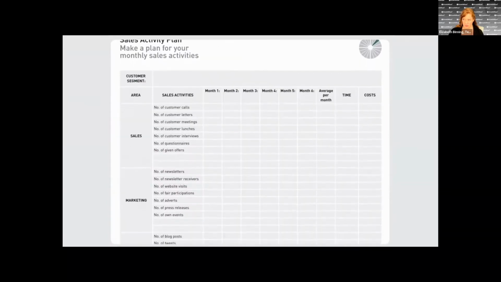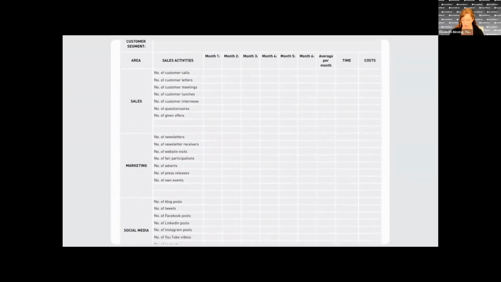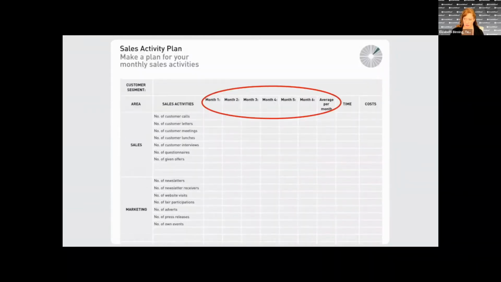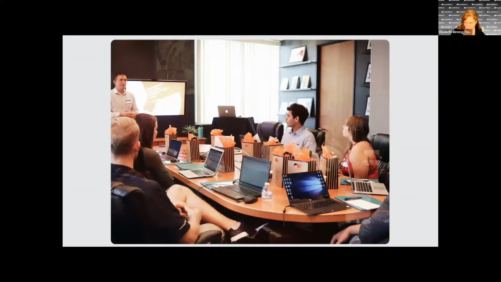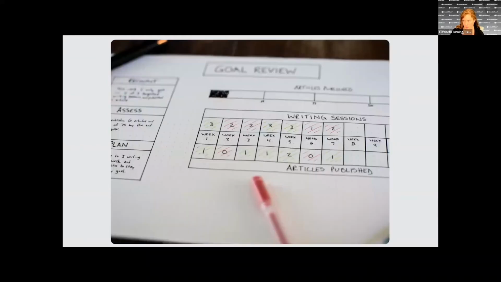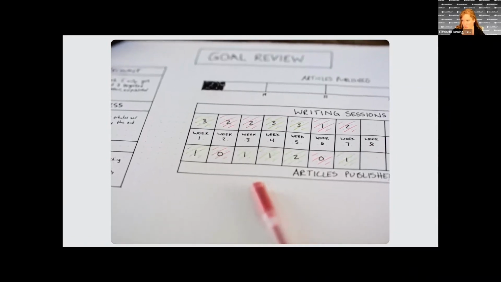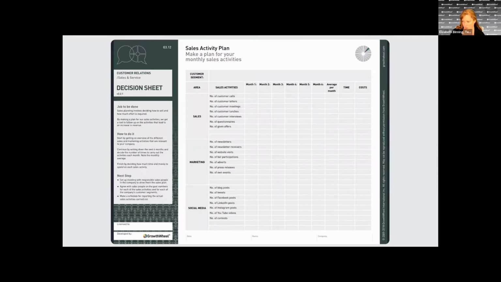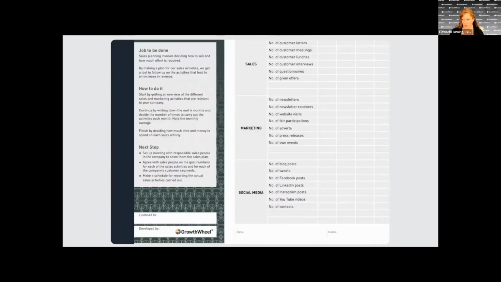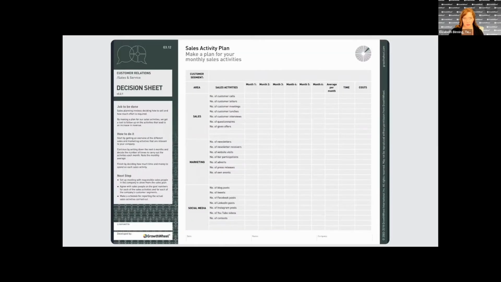Get started by gaining an overview of the different sales and marketing activities that are relevant to your company. Continue by outlining for the next 6 months the number of times to carry out the sales activities each month. Note the monthly average. Finish by deciding how much time and money to spend on each sales activity. Next, take some action steps. Set up a meeting with a responsible salesperson in the company to show them the sales plan going forward. Agree with the salespeople on the goal numbers for each of the sales activities and for each of the company's customer segments. Make a schedule for reporting the actual sales activities carried out. And that was a quick introduction to the Sales Activity Plan GrowthWheel Decision Sheet.